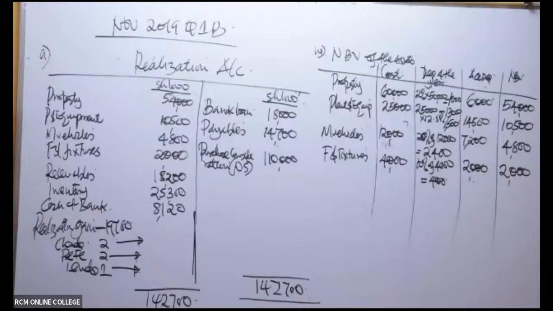The realization gain. This is what they are gaining, all of them as partners. But now we have to distribute amongst them as what? As per the profit sharing ratio. So for Chanda, it will be how much?